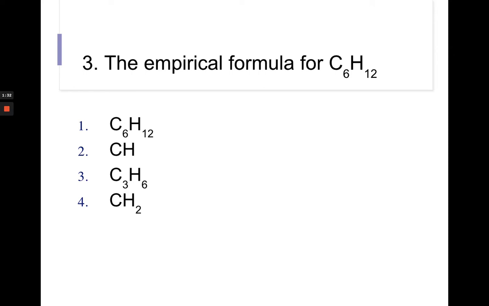So, let's test. The empirical formula for C6H12 would be which of these things then? Decide on your answer or pause the video. That's correct. The lowest ratio between 6 and 12 would be CH2. Just find the greatest common factor, which is 6, and divide it into the 6 and the 12, and you get the empirical formula CH2.